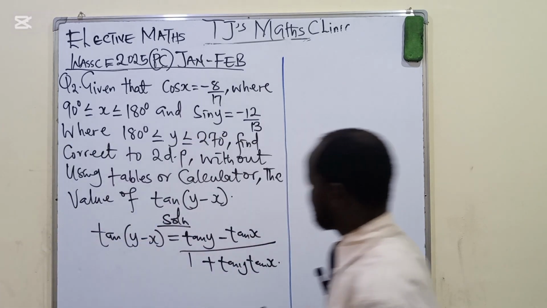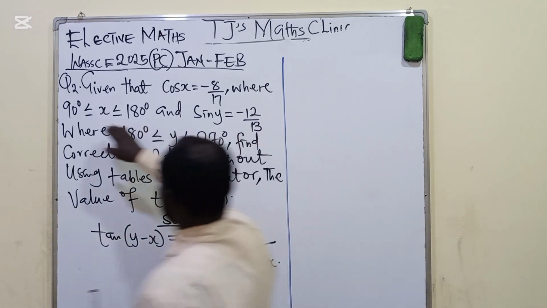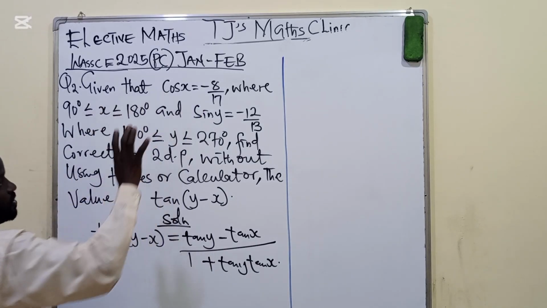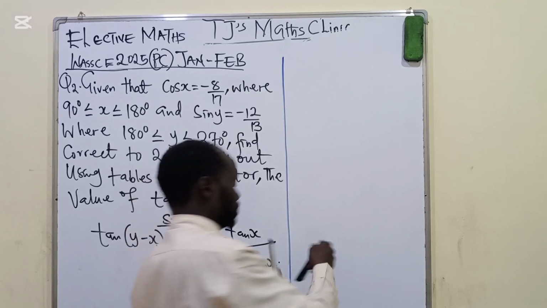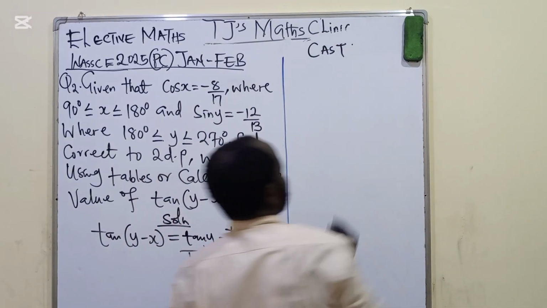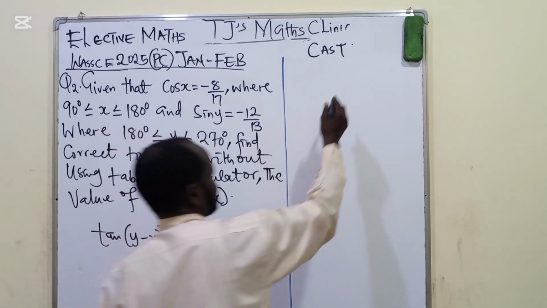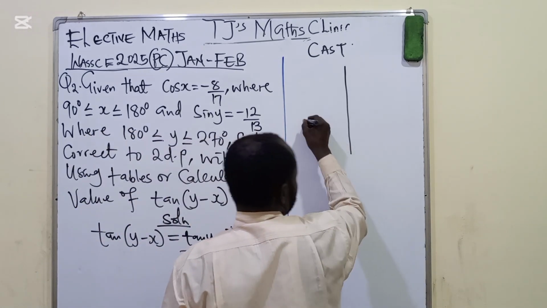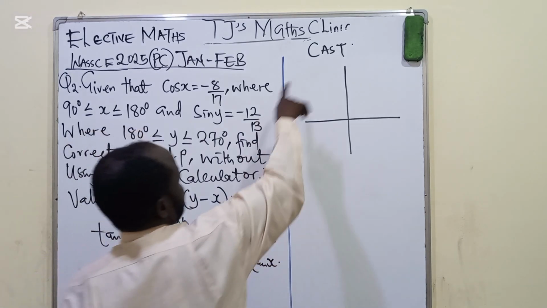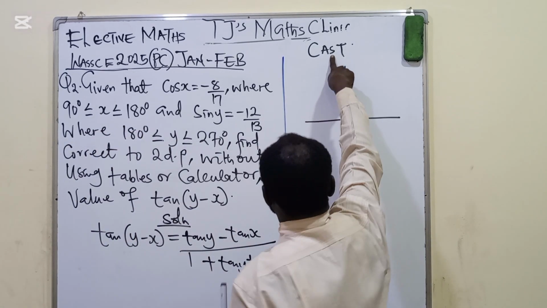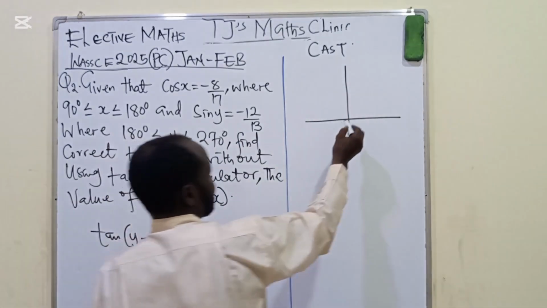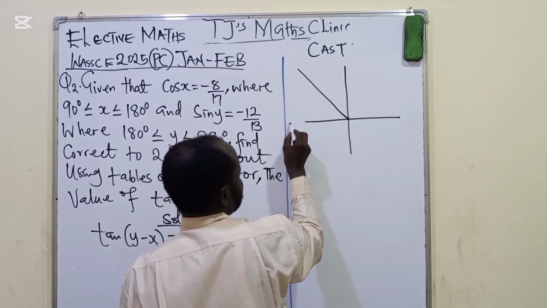Very important. Let's look at the range. We are told that x is between 90 degrees and 180, meaning it will fall in the second quadrant. And recall, we have to use CAST as our guide. So the first thing for us to do, let's draw our quadrant like this. You realize that cos is negative in the second quadrant. So let's draw our angle like this.